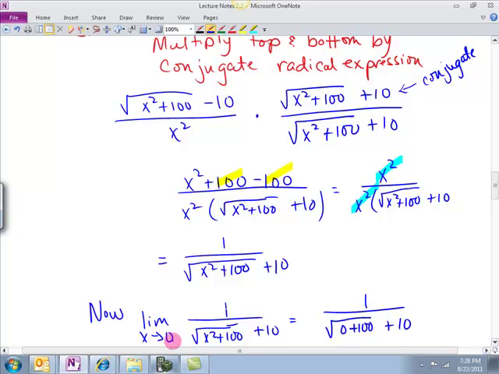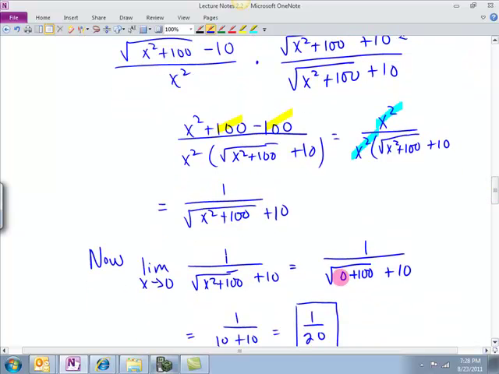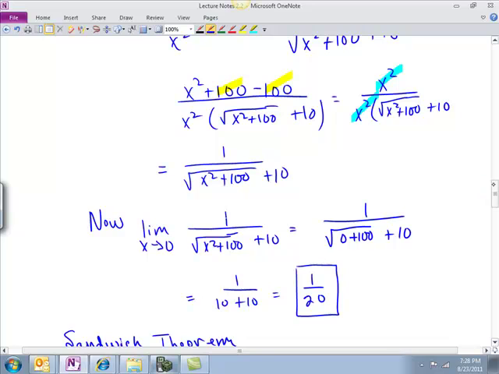As x goes to 0, if I put 0 in here for x squared, it's under the radical and being added to 100. So I've got 0 plus 100. What's the square root of 100? 10. 10 plus 10, 20. The limit as x approaches 0 is 1 over 20.